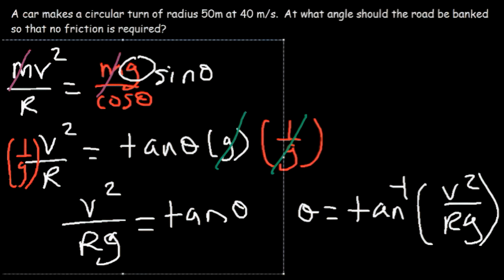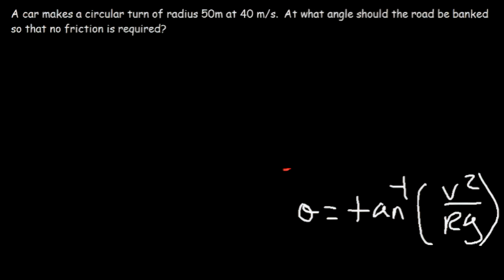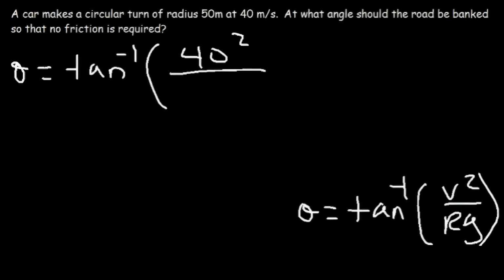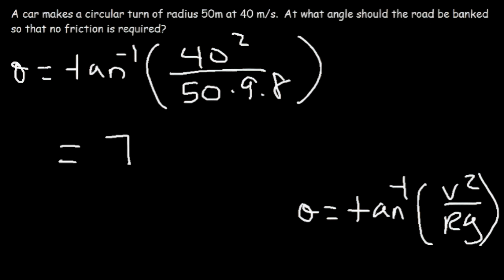So now all we need to do is plug in the information to get the angle. So theta is equal to the inverse tangent v squared, which is 40 squared, divided by the radius of 50 times 9.8. So the angle is 72.97 degrees.